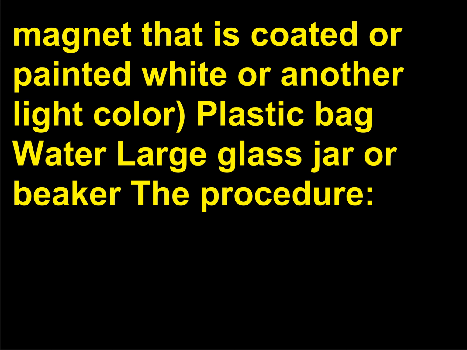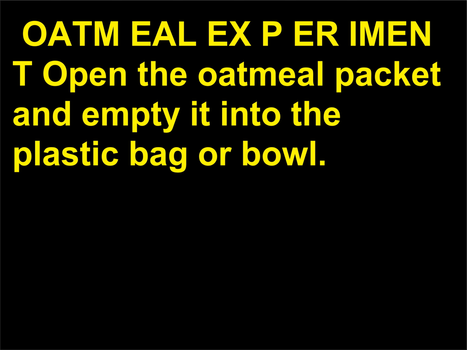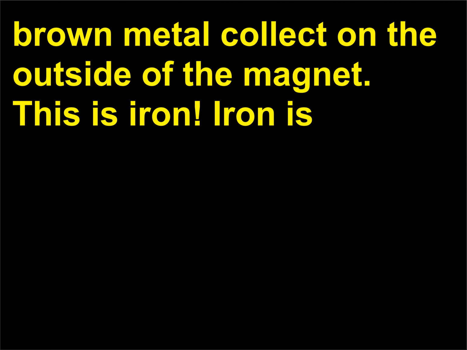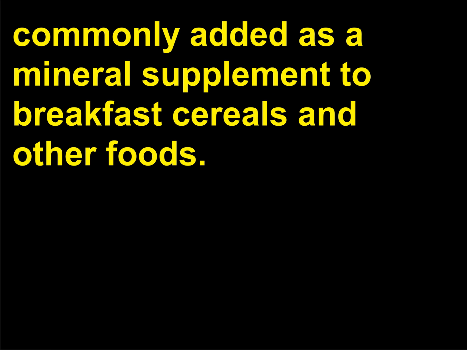The procedure, oatmeal experiment: open the oatmeal packet and empty it into the plastic bag or bowl. Stir the oatmeal with the magnet. You should see small amounts of gray or brown metal collect on the outside of the magnet. This is iron. Iron is commonly added as a mineral supplement to breakfast cereals and other foods.